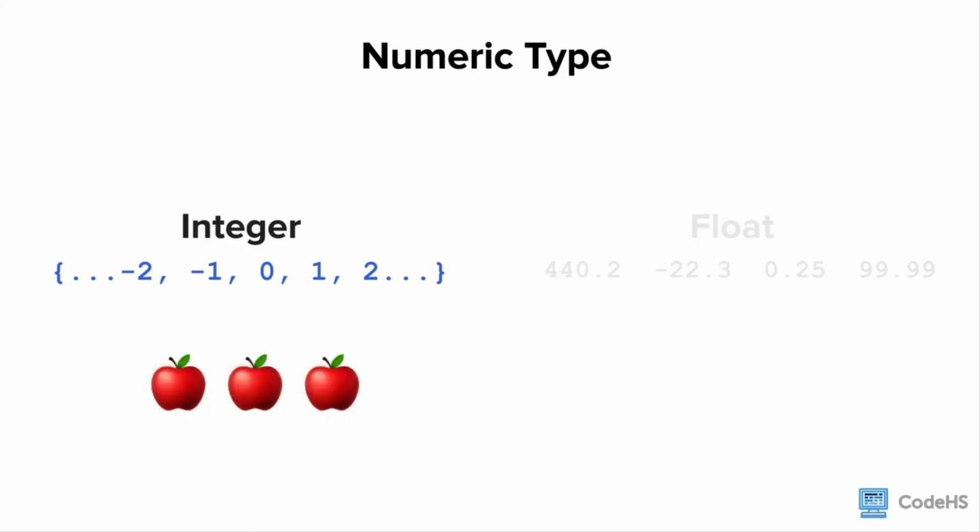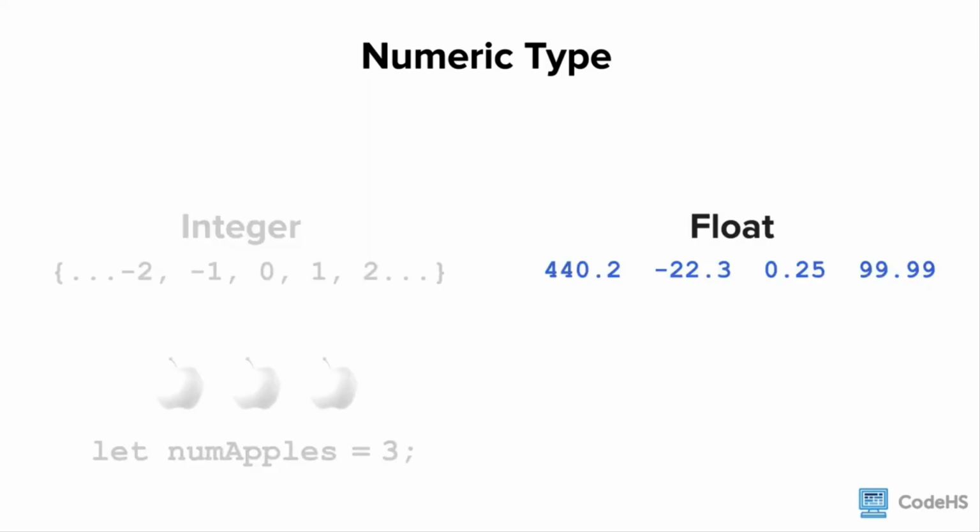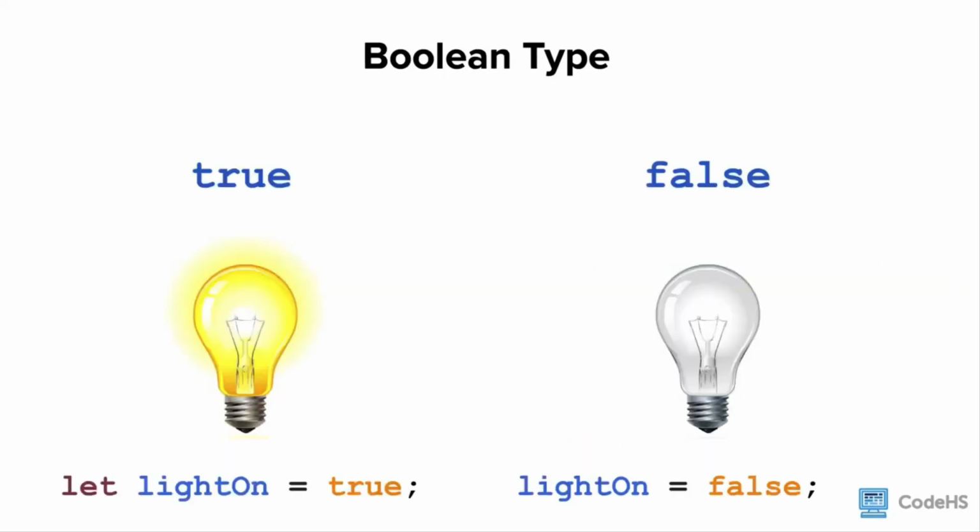For example, if we wanted to represent the number of apples we have, we could declare a variable called numApples and initialize it to an integer value of 3. Floats are numbers that have a decimal, including numbers like 440.2, -22.3, 0.25, and 99.99. If we wanted to represent the cost of an item, we could declare a variable called cost and initialize it to a float value such as 40.25. A Boolean variable has a value that is either true or false. In this example, the variable lightOn is a Boolean value because it can either be true or false.